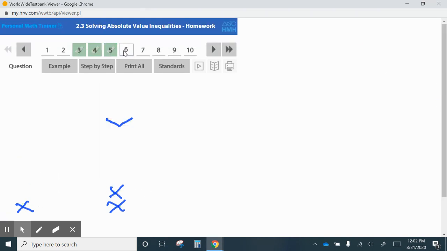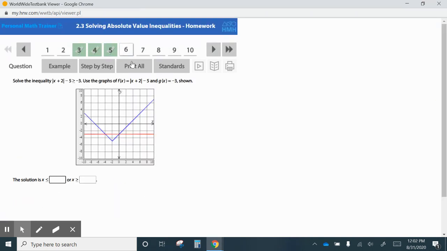All right, let's look at question number 6. Solve the inequality absolute value of x plus 2 minus 5 is greater than or equal to negative 3. Use the graph of f of x equals absolute value of x plus 2 minus 5 and g of x equals negative 3 shown. Now this is greater than, so we're looking at this piece and this piece because these are the pieces that are greater than.